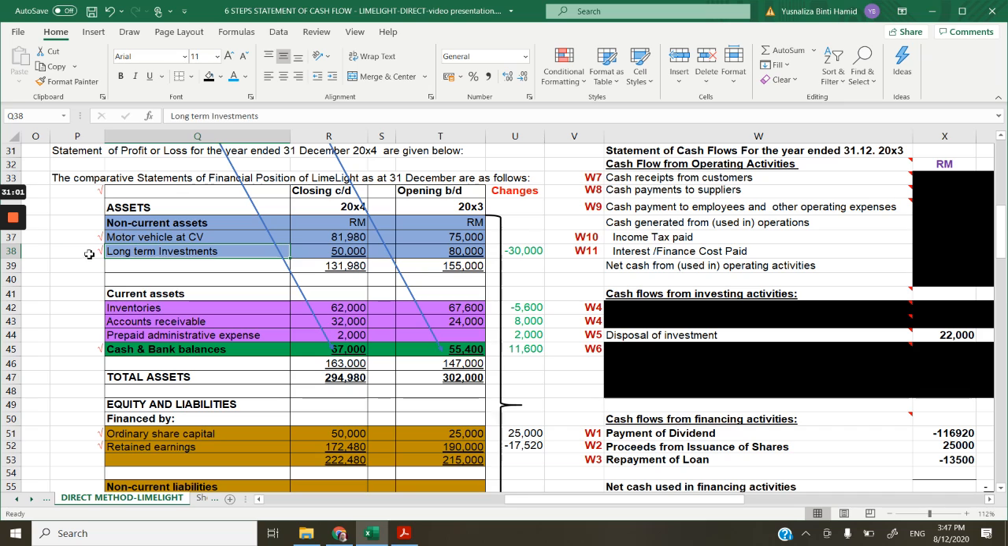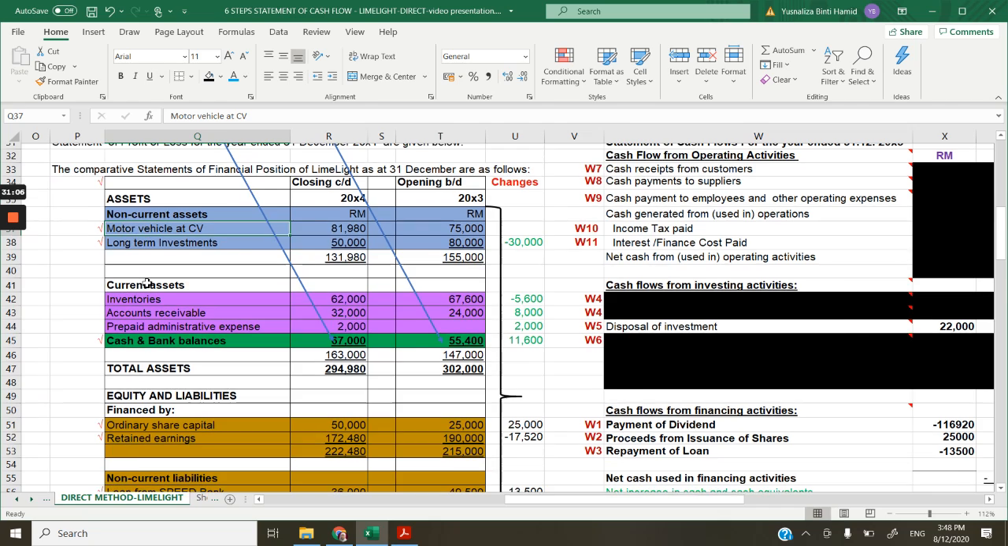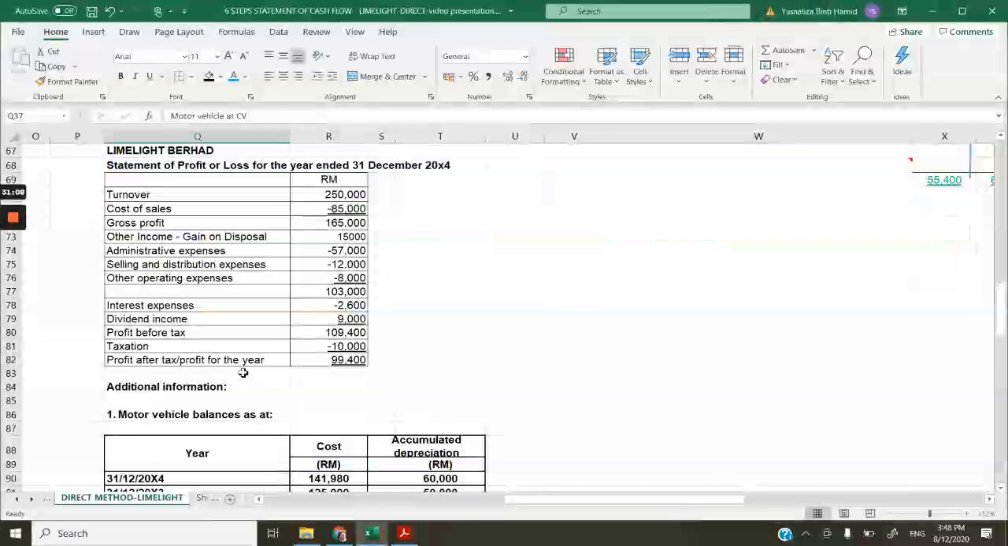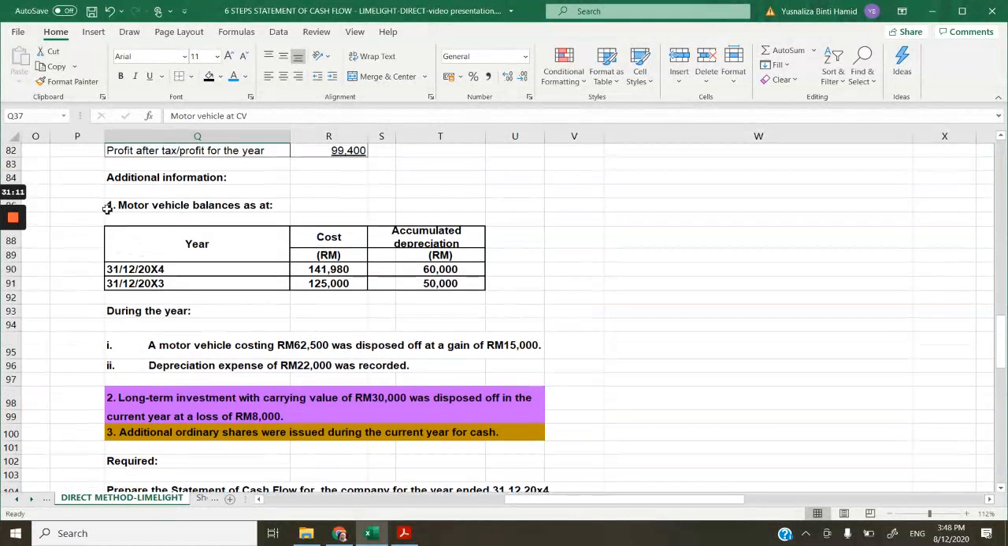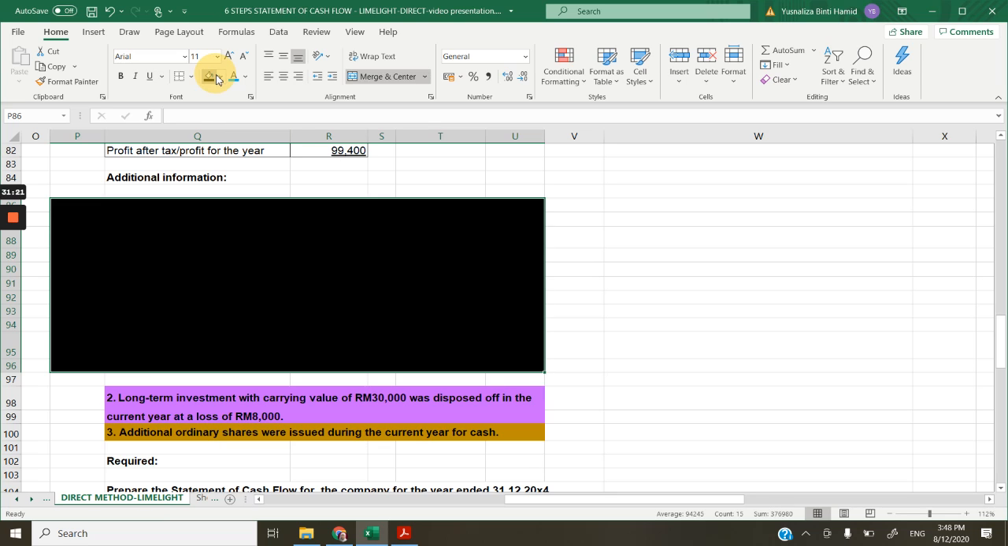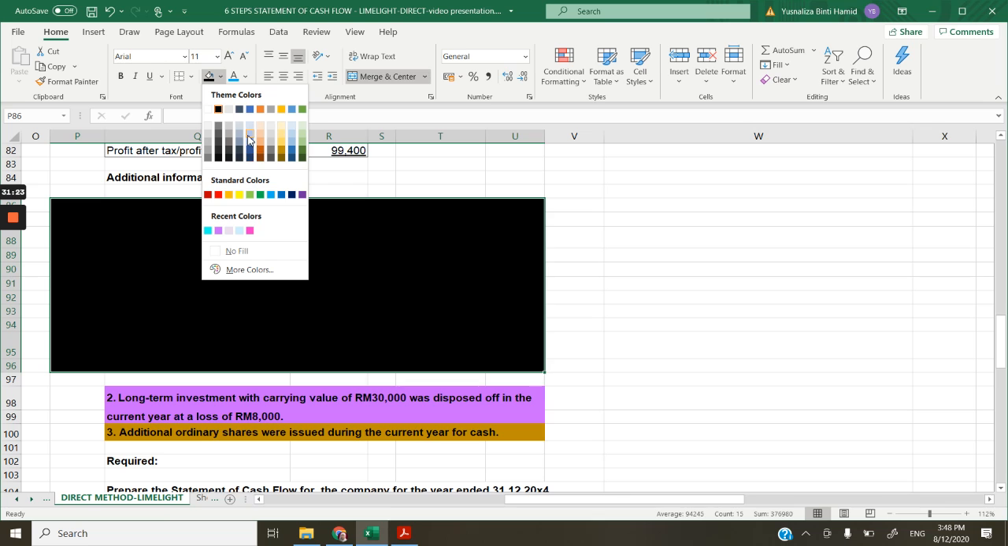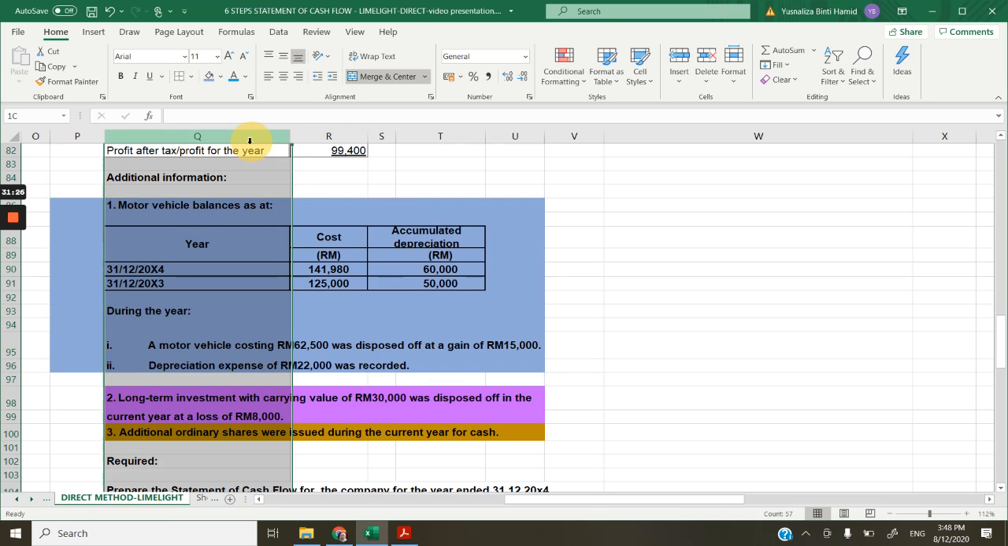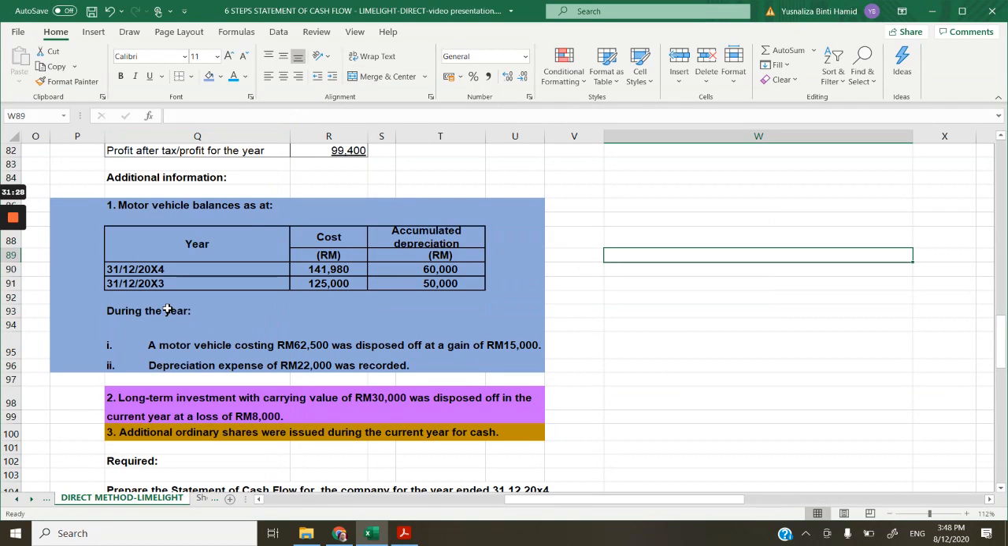So the item for long-term investment, we have already investigated. We have put a tick. Now we are investigating the motor vehicle. So if you have at the bottom here, somewhere here, you have the information on the cost and accumulated depreciation. What I put here is I'm going to use the color that you can guess, which is blue. Why blue? Because that was investing activities. You can use highlighter if you want to. If you do not want, it's up to you. It's your choice, but I'm just making a suggestion.